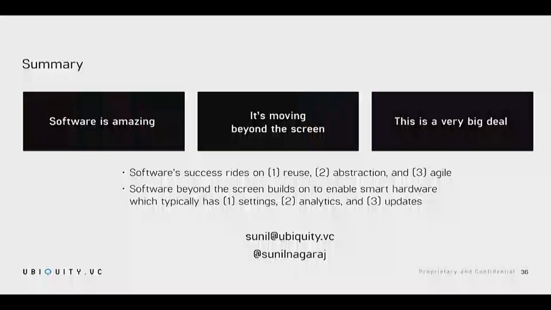So in summary, I hope I've convinced you of this, that software really, really is amazing. The way we build it has made massive strides. It's moving beyond the screen. It's a big deal. I hope I've armed you with a few ways to think about it, that software really depends on reuse, abstraction, and agility. That's how in 2019 we're able to build such great software so quickly.